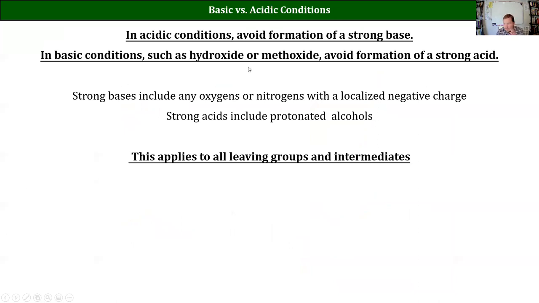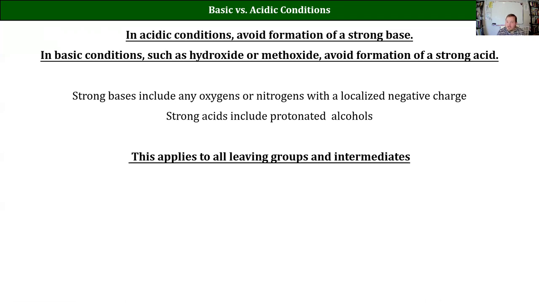So here are general rules for writing these mechanisms. In acidic conditions, we don't want to make a strong base. Makes sense, right? Because in acidic conditions, if you make a strong base, it's going to react with the acid to become protonated. If you're in basic conditions, we don't want to form a strong acid. So if you're in basic conditions, you don't want to make anything that's positively charged.